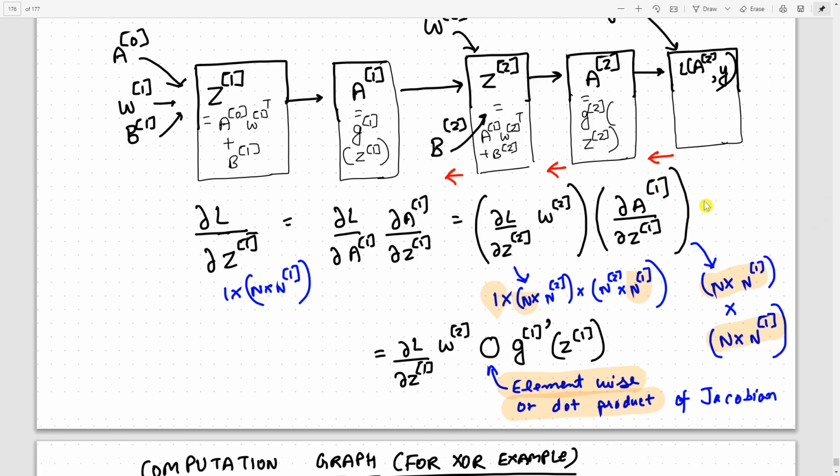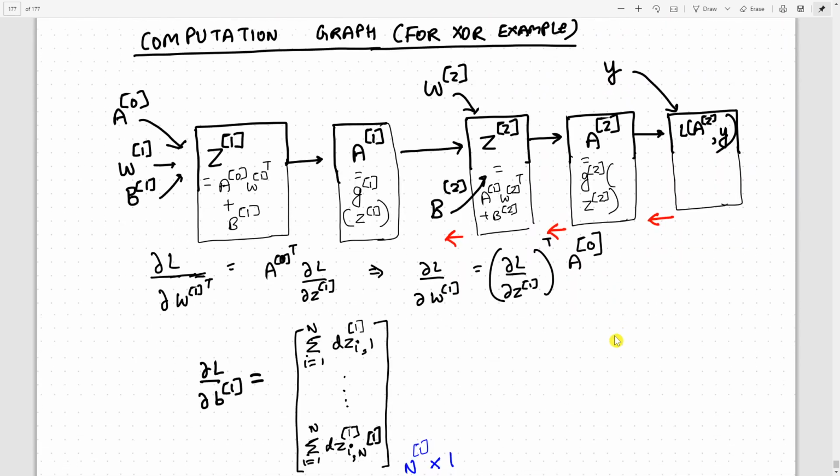And when you compute the gradient of A1 with respect to Z1, we can just write it as G1 prime as a function of Z1. G1 prime as a function of Z1 we already know, since G1 is sigmoid. So this is going to be G1 of Z1 times 1 minus G1 of Z1, right?